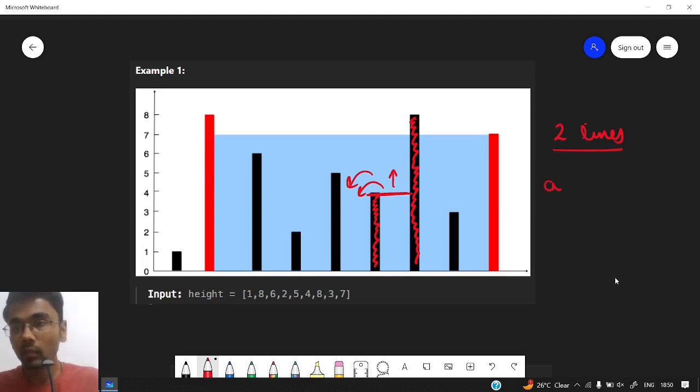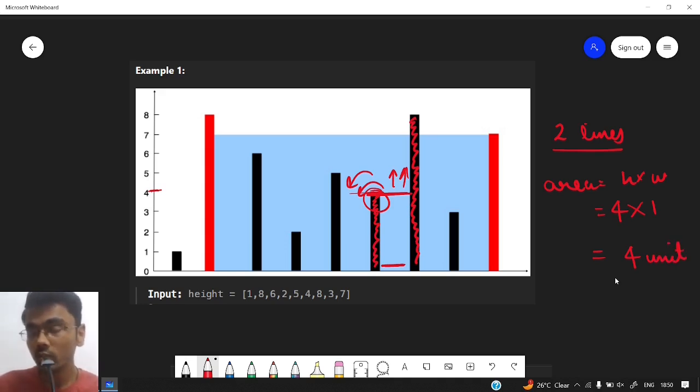So what is the total amount that we can store by these two lines? It will be nothing but the area, so it is height into width. What is the height here? Since we can't go above this height, we need to take this height only. This height is nothing but 4. So the height that we will get here is 4. What is the width? Since there is a gap of only 1 unit, the width is 1. So the total amount of area, or the total amount of water, that we can store by these two lines is 4 units.